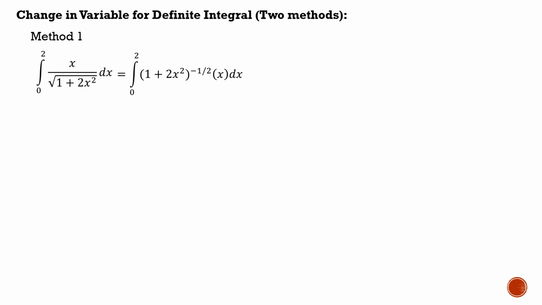Okay, so we're going to take a look at the change of variable for definite integrals. There are two methods for evaluating a definite integral, especially when I have to modify the look of an integral. Okay, so method one, we have our question. We know that we have to change the look of it, so we bring the denominator up as a negative exponent. If I take the derivative of 1 plus 2x squared, I end up with 4x, but I only have x. So now I know that I need to modify the look of this function.